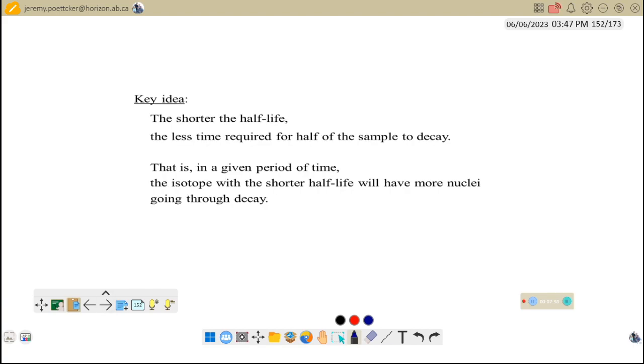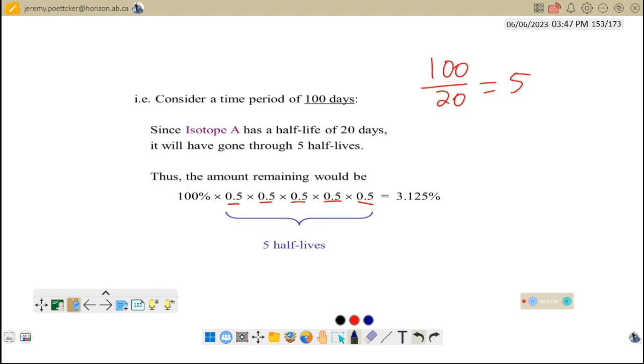The shorter the half-life, the less time required for half of the sample to decay. This means in a given period of time, the isotope with the shorter half-life will have more nuclei going through decay. So if I start with 100% of isotope A, and I let it decay for 100 days, I divide that by 20 days per half-life, which means it's gone through 5 half-lives.